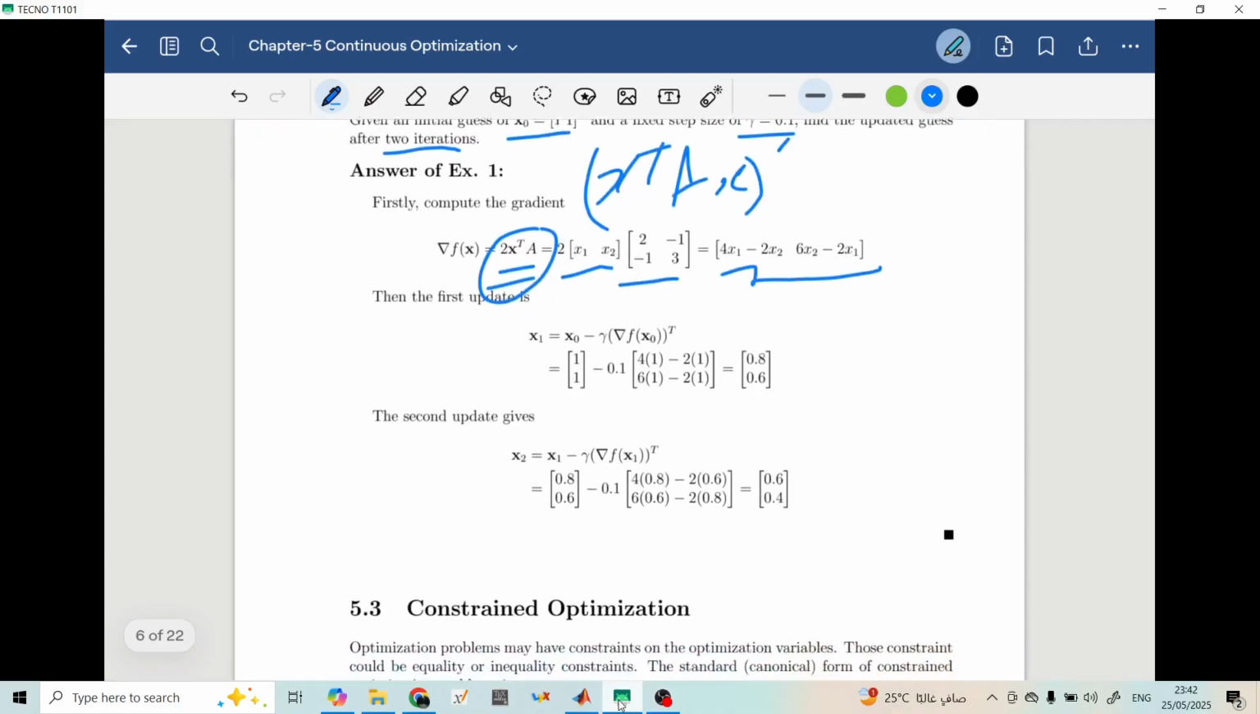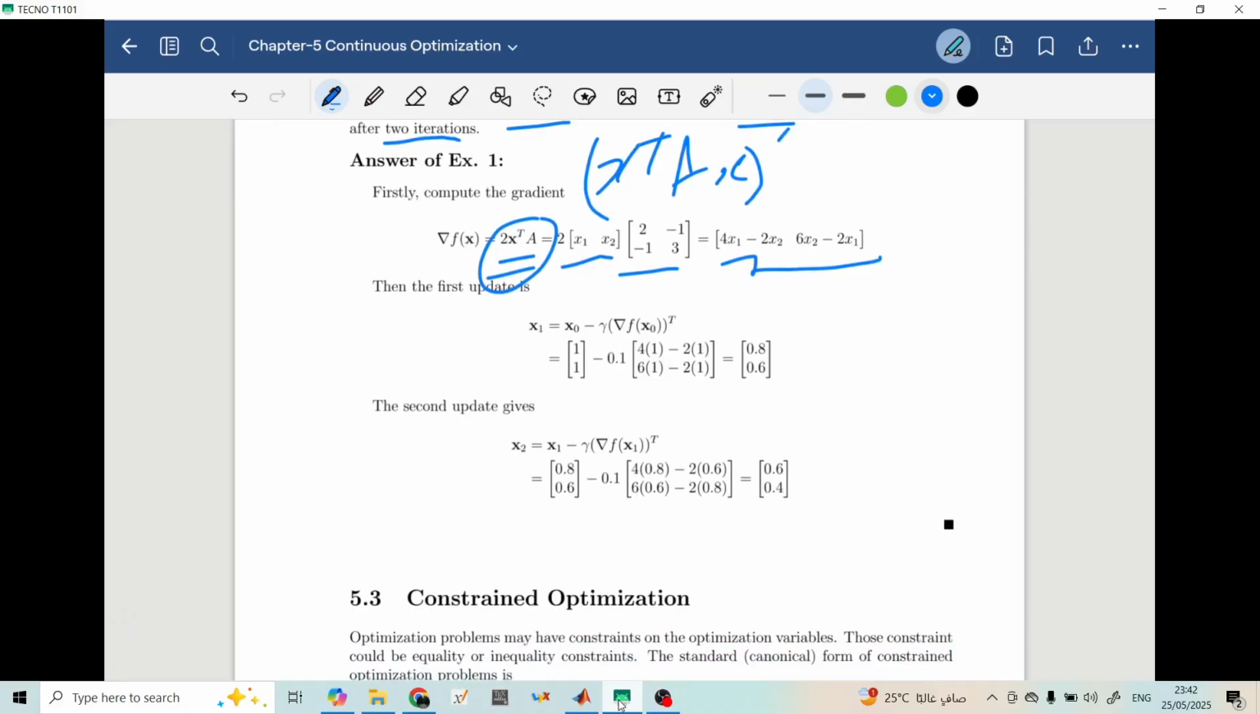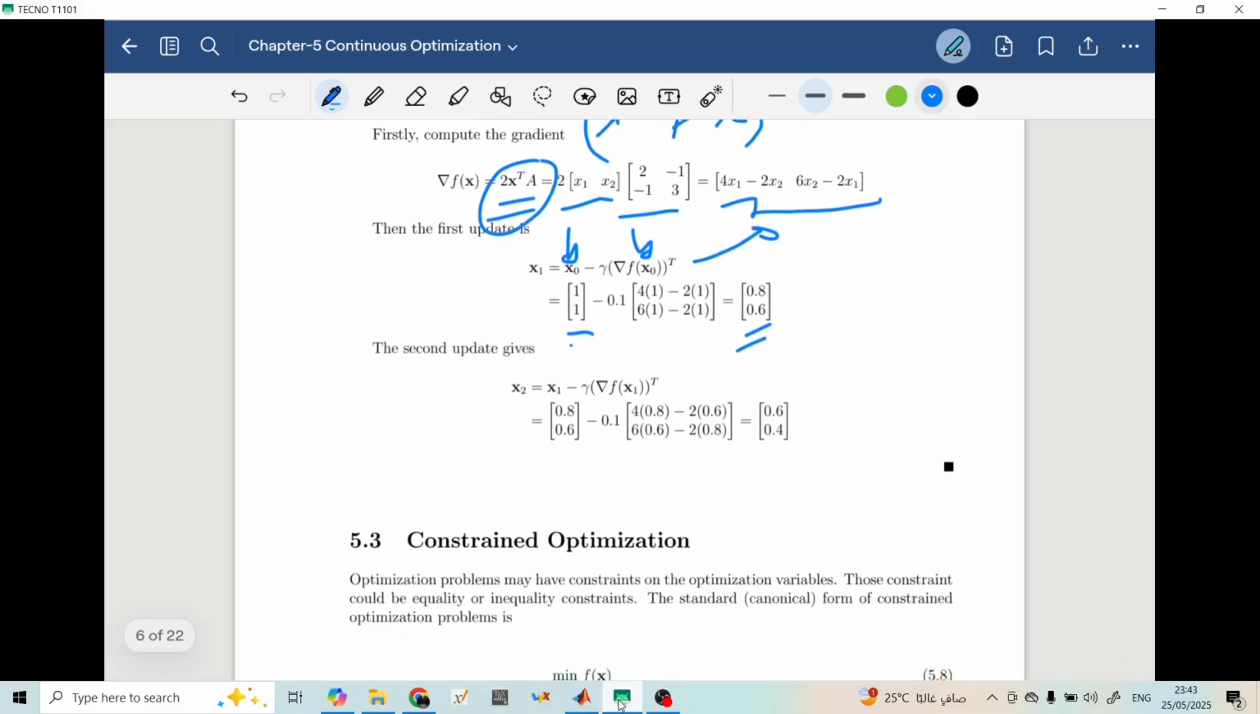Okay, what you do now is that you substitute the initial value x naught here, and then you get your new value, which is x1. x2 is done in the same way. So you have only to derive once, and then you substitute the x1 and x2 values in this form here. Thank you.